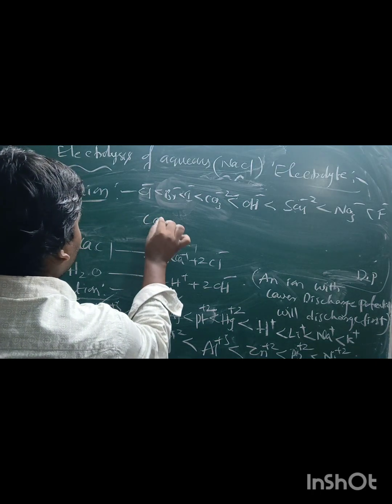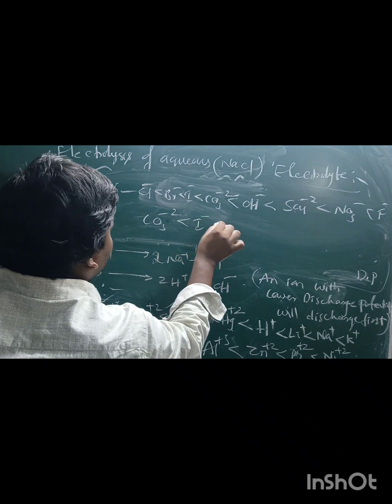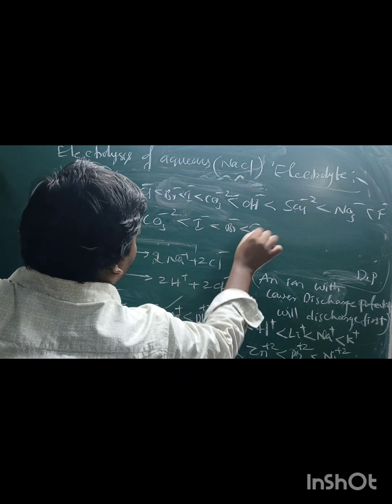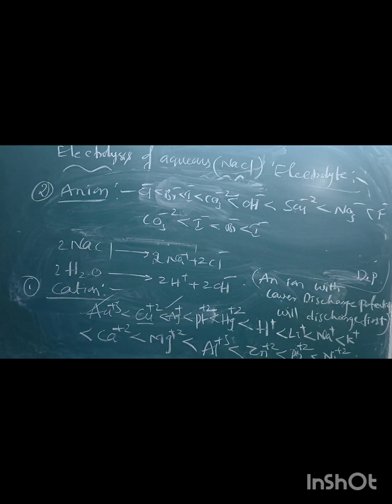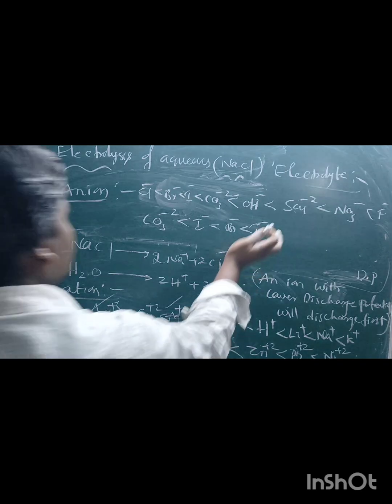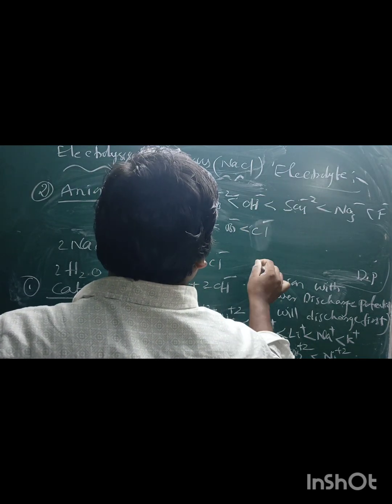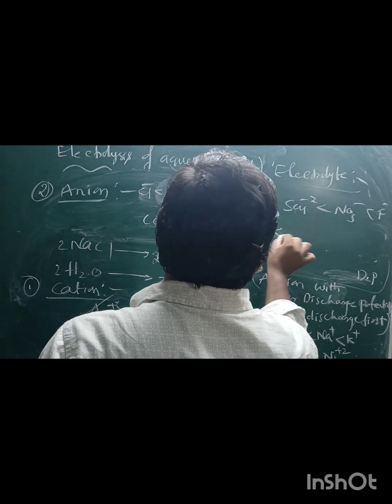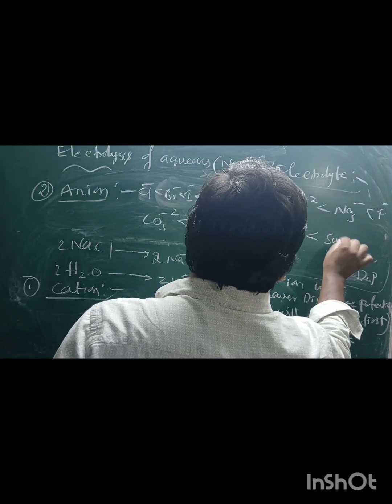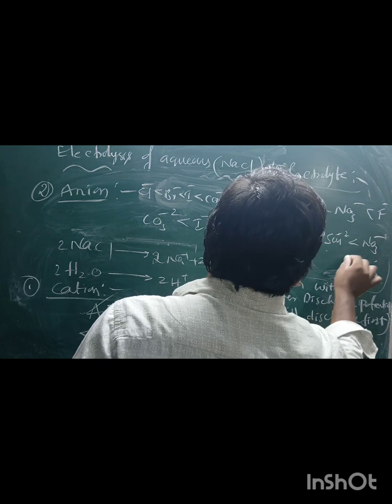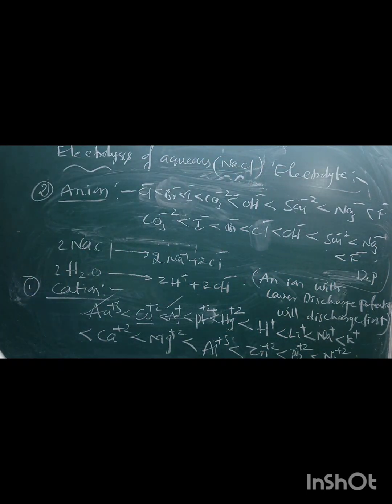Some books start with carbonate, iodide, Br minus, I minus, Cl minus here. Then followed by OH minus, sulfate, nitrate, F minus. Okay, this is the order you can observe here.